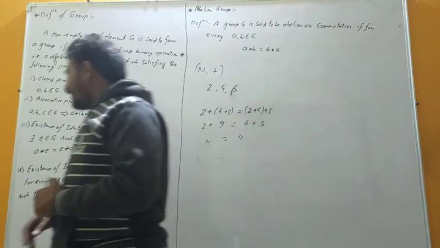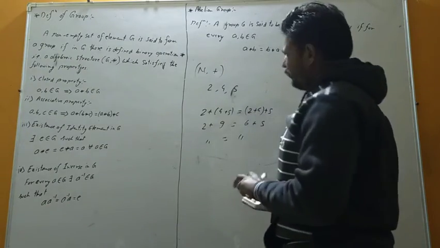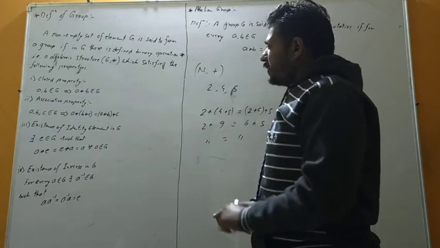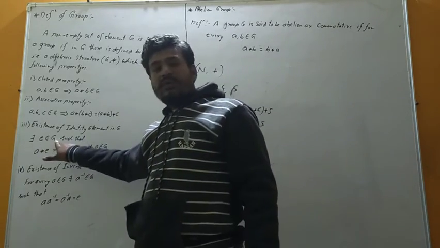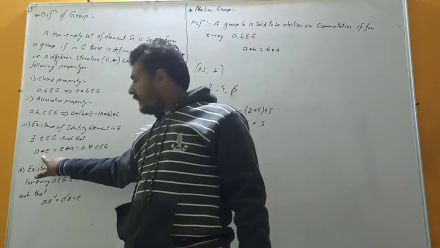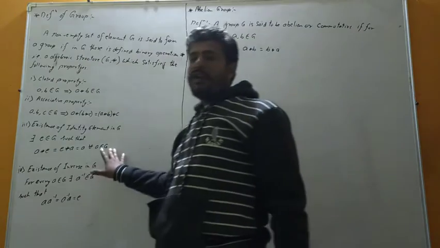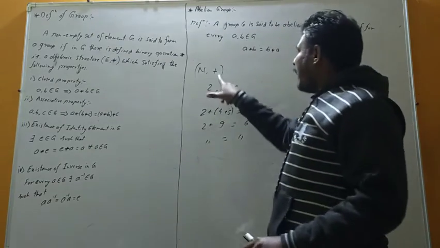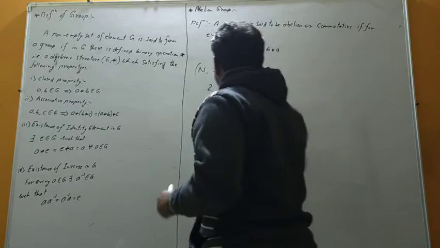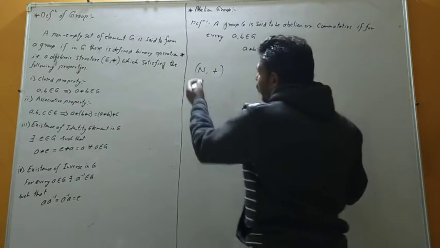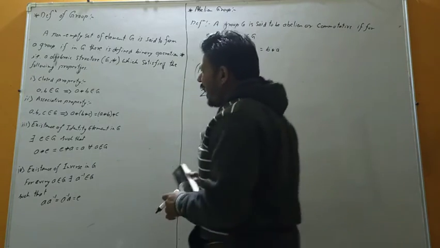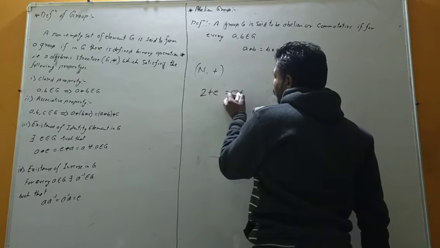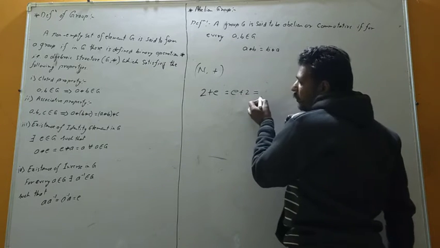The next property is existence of identity. For this set of natural numbers, what will be the identity? Please concentrate here. There exists E belonging to G such that A star E is equal to E star A is equal to A for all A belonging to G. For this set, we should have an element such that the binary operation is addition. If we take any natural number, let us take 2, we have to add a number E such that 2 plus E or E plus 2 should be equal to 2.